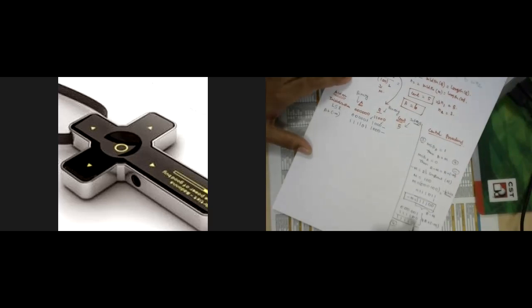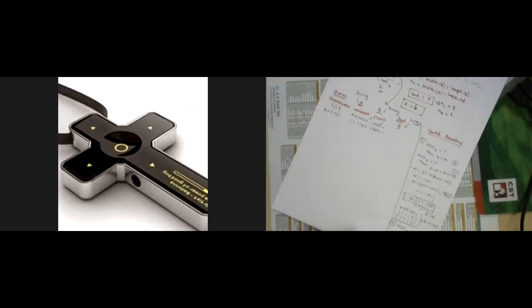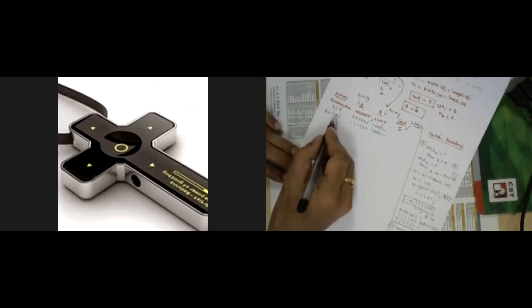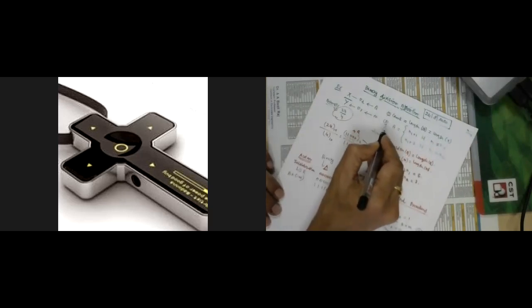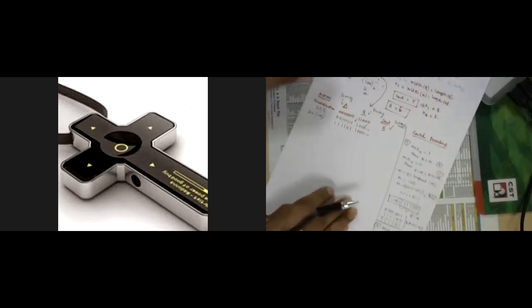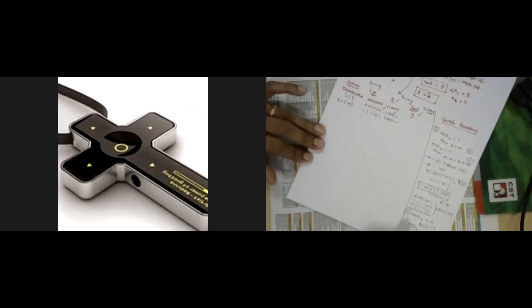If the MSB of accumulator is equal to 0, then the Q of 0 is equal to 1. Else, if MSB of accumulator is equal to 1, then Q of 0 is equal to 0. That means the fourth step in this algorithm has to be applied after deciding A plus M or A minus M now. So the first step here, second step here, then the third step is we have to follow this rule, and the fourth step we have to follow this rule now.